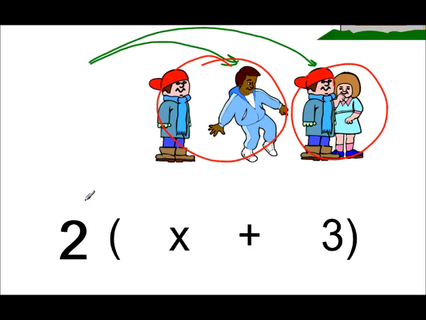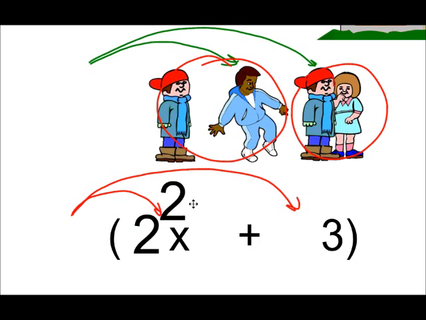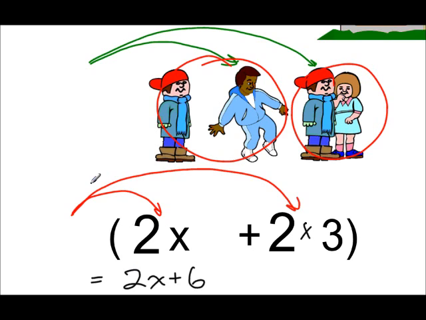Alright? So that means here, this 2 has to distribute to the x and it has to distribute to the 3. Right? So the 2 goes and says hi to the x, and the 2 goes and says hi to the 3. Okay, so here we would have 2x plus 2 times 3. Okay, alright, so that's all a review of last year.